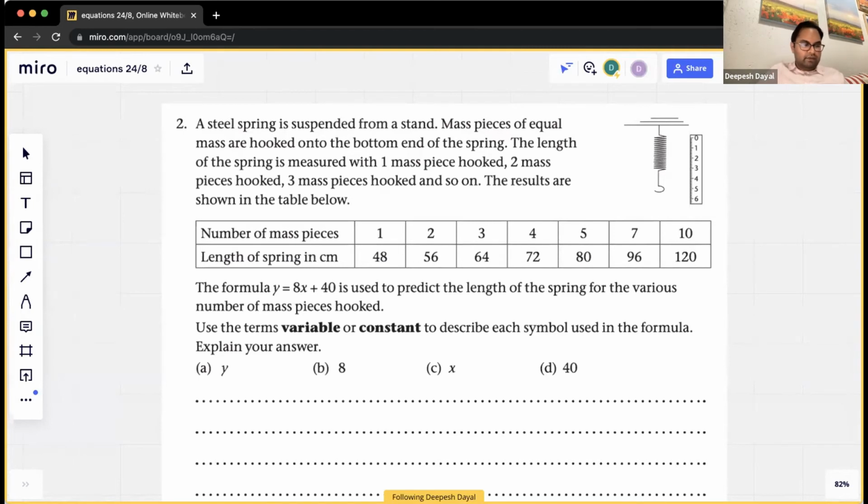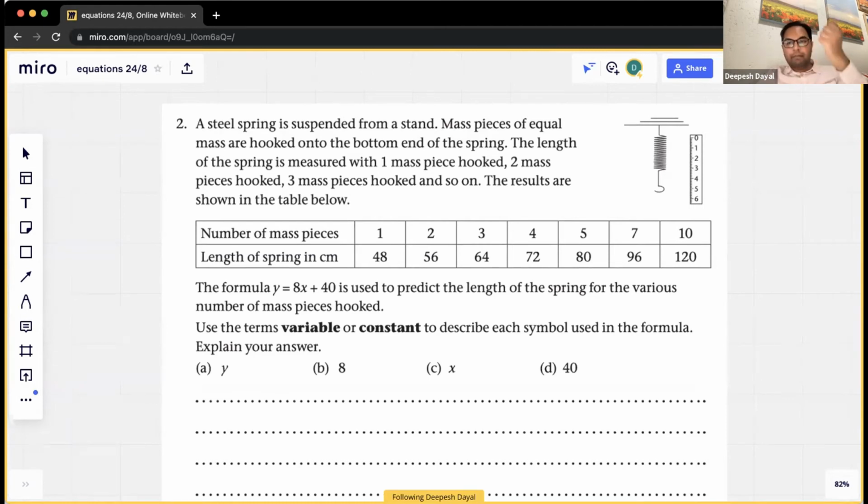Let me read it with you. It says here, a steel spring is suspended from a stand. Mass pieces of equal mass are hooked onto the bottom end of the spring. The length of the spring is measured with 1 mass piece hooked, 2 mass pieces hooked, 3 mass pieces hooked, and so on. The results are shown in the table below. So we've got the number of mass pieces and the length of the spring in centimeters.